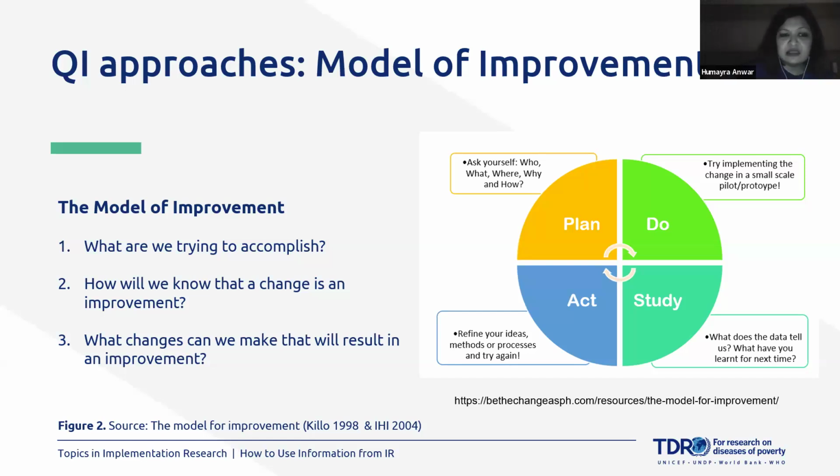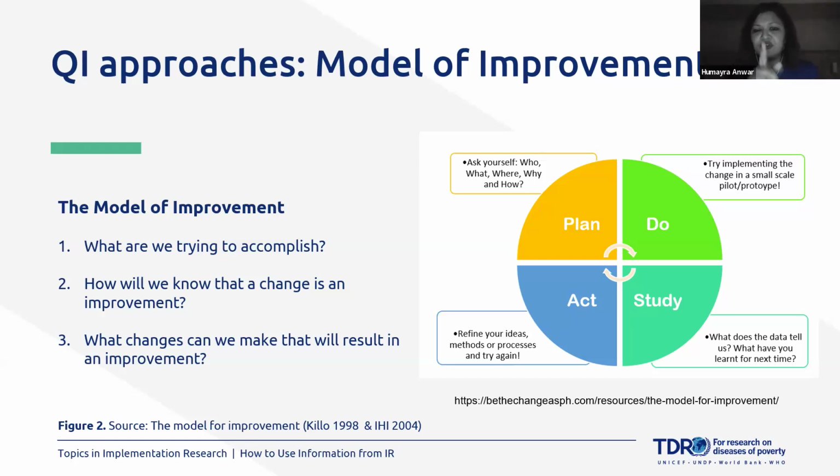And then number 3, what changes can we make that will result in an improvement? You want to accomplish something, so for that you have to come up with some changes. How can we identify them? You have to identify them according to your objective, and you can brainstorm with your team, or have critical thinking with your team. Then when you decide the key changes, you have to enter into the action cycle.